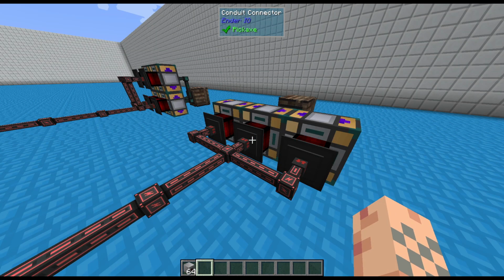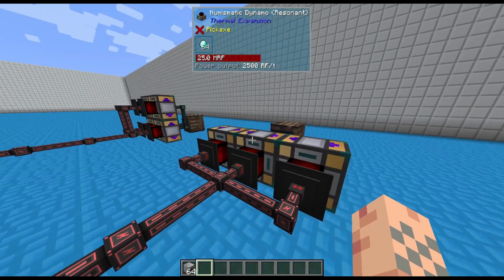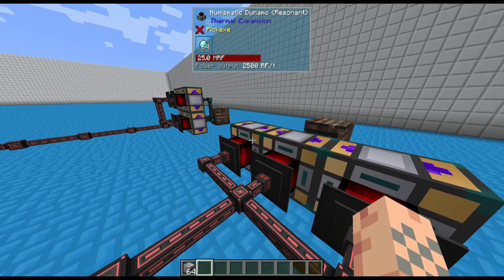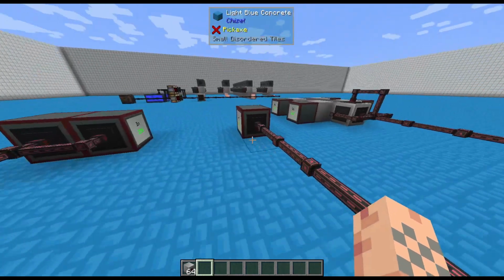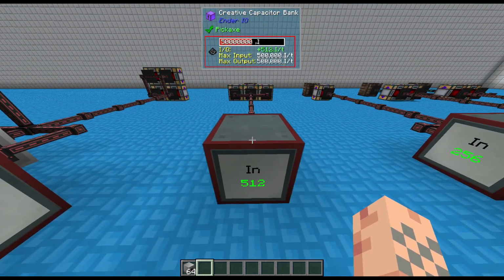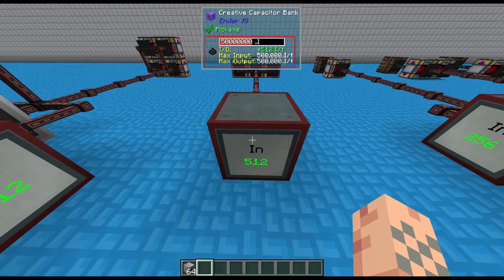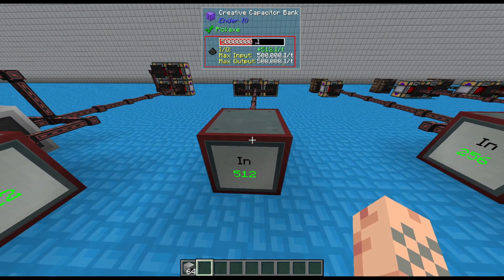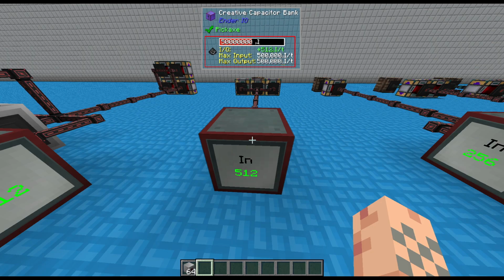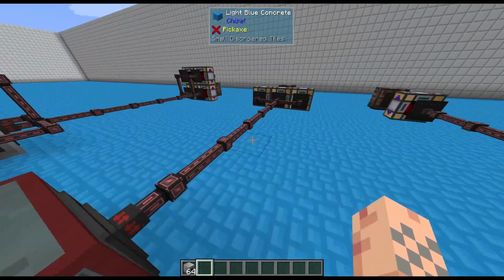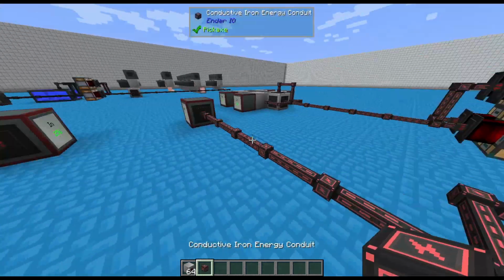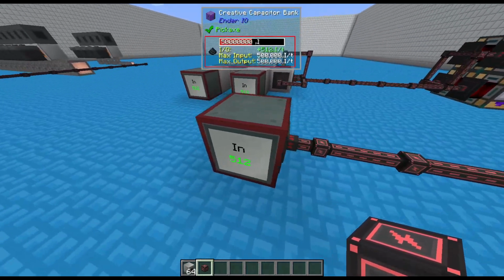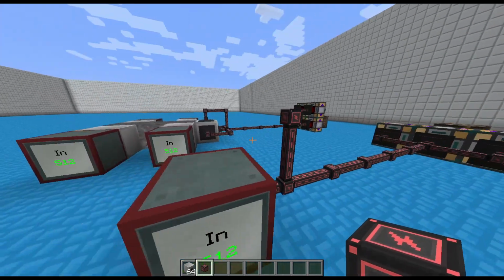Here I made an example of the other way around. We have three dynamos, each producing power of 2500 RF per tick, but there is only one output for our power, and they cannot exceed 512 RF per tick until we make more connections. So if we have three dynamos, we can just connect them in three different ways. Like for example here.